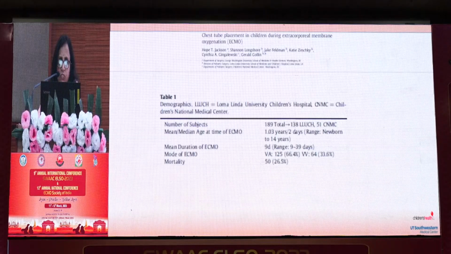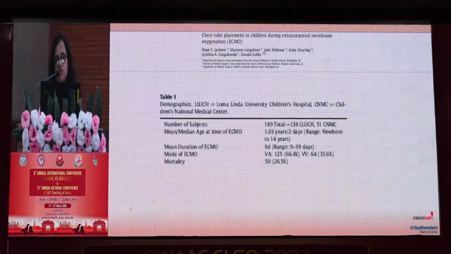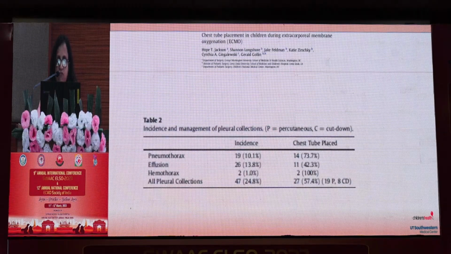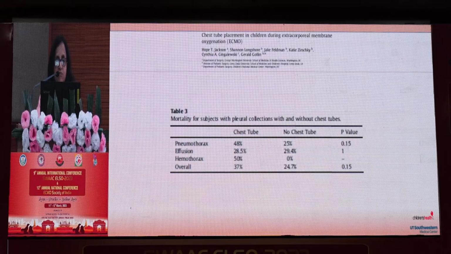So I was talking about a two-center experience on the use of chest tubes from Loma Linda and Children's National Medical Center. They had a total of 189 patients, 47 of whom required chest tubes. Then they compared complications and mortality for patients with and without chest tubes. Though it was not statistically significant, I think the study was not powered to demonstrate statistical significance, but you can see how the mortality was different between the two groups.